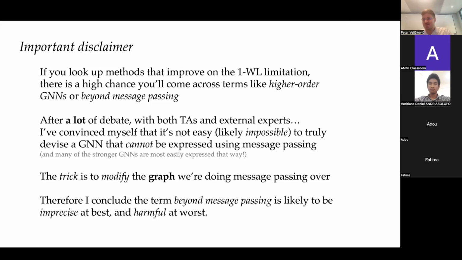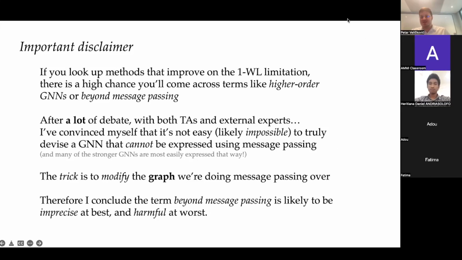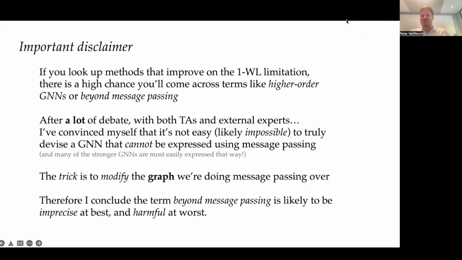So what's the trick? How do you make it work? Well, don't do message passing over the initial graph, modify it by introducing, for example, new nodes to represent substructures, as Joseph mentioned. And as a result, you change the graph, but the primitive that you use is still message passing over one-hop neighbors. So therefore, I conclude that talking about the term beyond message passing can be imprecise at best and potentially harmful, because it might get you to think, oh, I need to implement this without using any message passing whatsoever, when in reality, message passing just over a different graph might be the best way to do it.